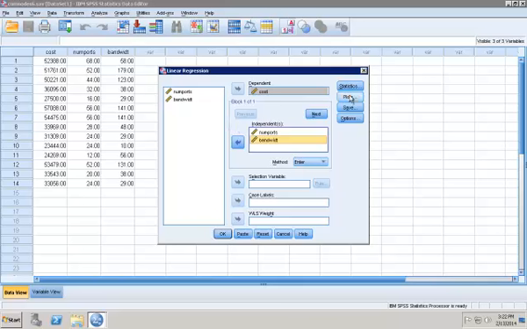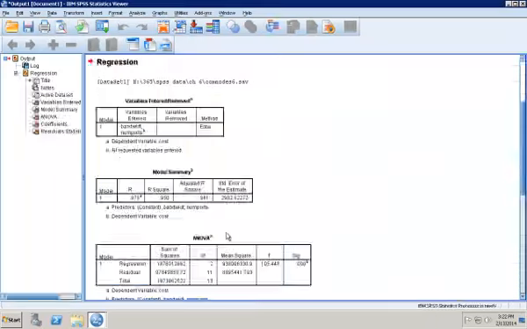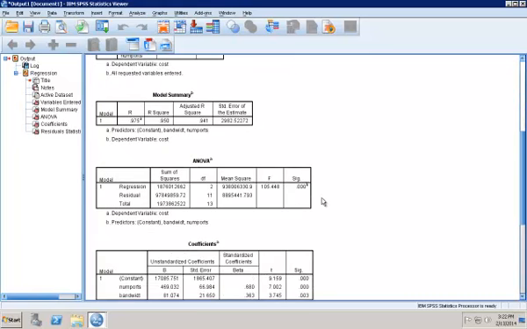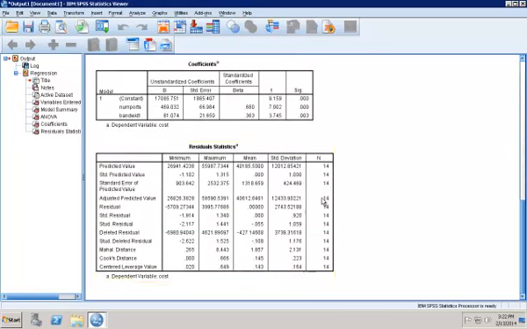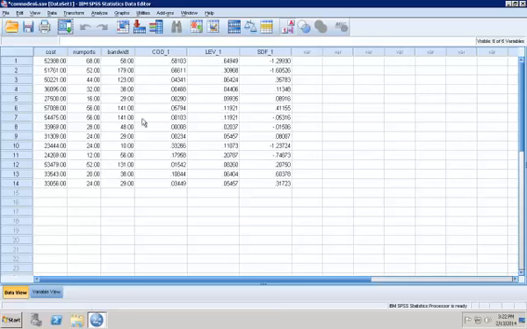I'm going to go into Save, and I am going to save my standardized Dfits, my Cook's D, and my leverage values. Then I'm going to click Continue and click OK. So I get my regular regression printout, and aside from these additional residual statistics, you're going, okay, where is the actual information? The information itself is back in the data set.